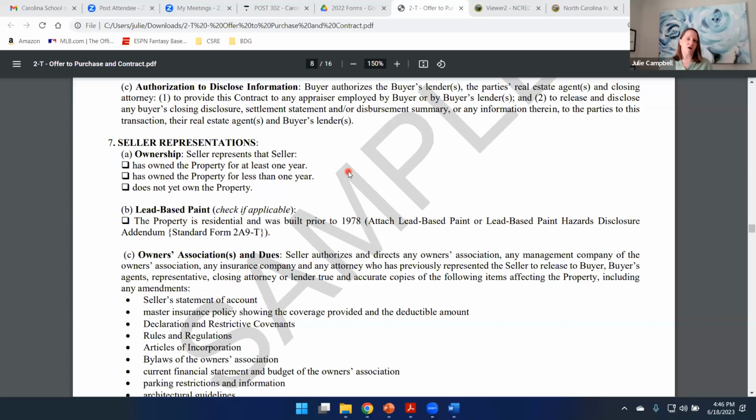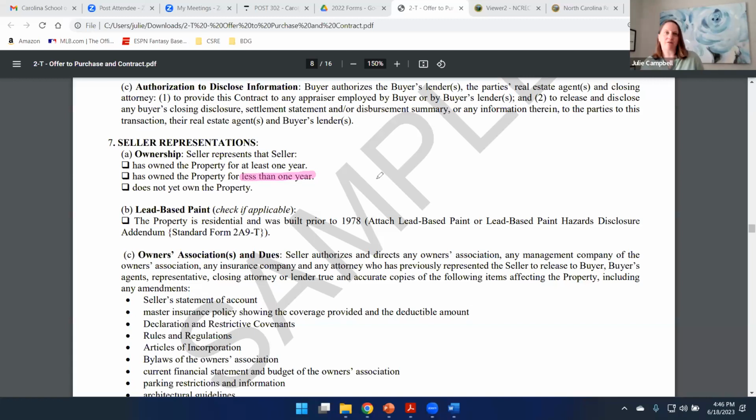How long have they owned the property? They've owned it for at least a year, they've owned it for less than 1 year, or they do not yet own the property. Who is the seller? Typically, who is the seller that owns it for less than 1 year? Typically. Investors. The flipper, that's right, that's right.